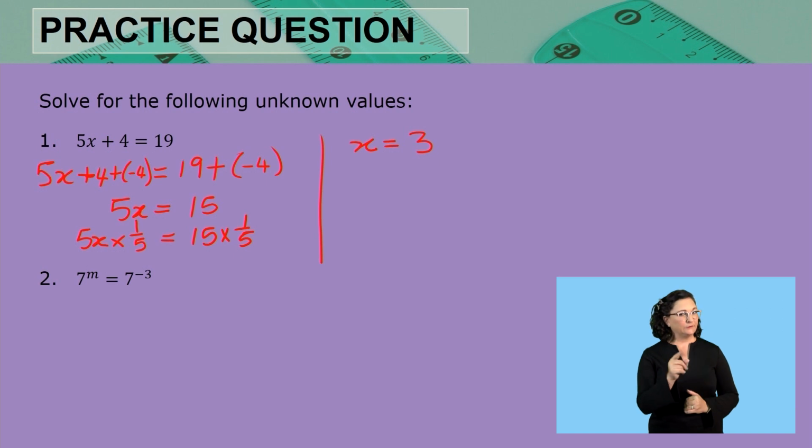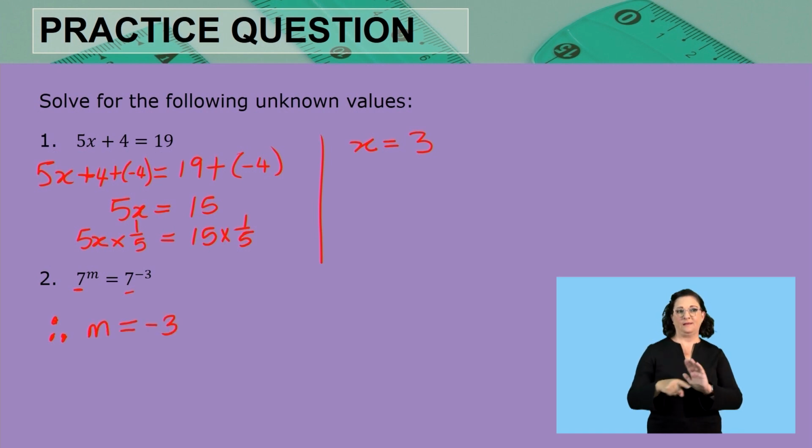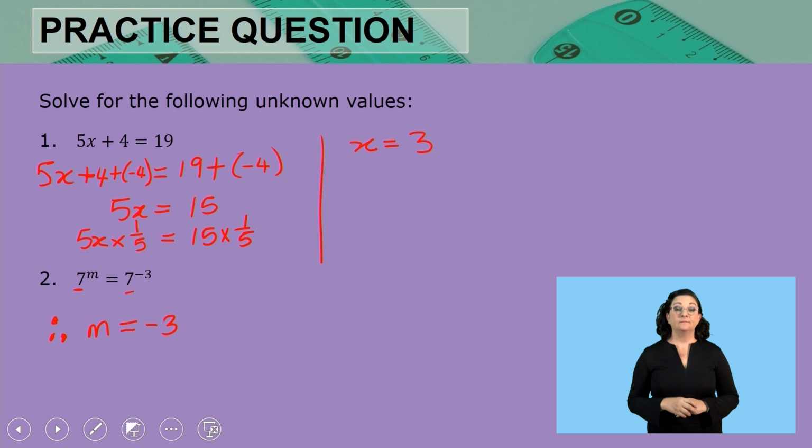But what's interesting there is that those powers have the same base. So what does that mean for us? Because they are equal and they have the same base, this means that the exponents are equal. So from that equation, we can conclude that m is equals to a negative 3. And this is only because the bases are the same. Yes, the bases are the same and the powers are equal to each other.